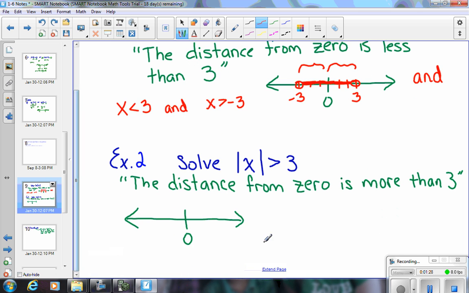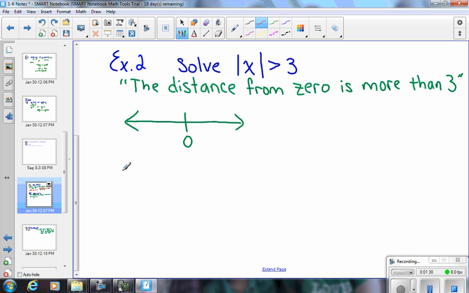Let's take a look at this one. Solve the absolute value of x is greater than 3. So now the distance some number is from 0 is more than 3 away. So again, I don't know the direction. It could be 3 or greater. That would be a distance of more than 3 away from 0. But I also could go in the negative direction, and I could be 3 or more away from 0 in this direction. So both of these would satisfy this inequality.